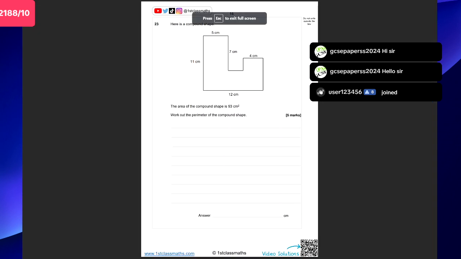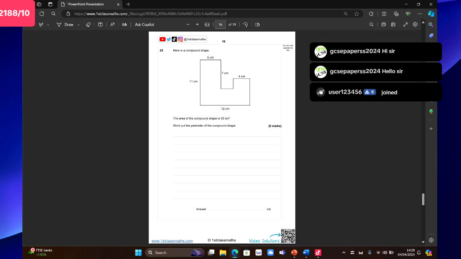Next question, looking at some compound shapes. So here is a compound shape. The area of the compound shape is 93 centimeters squared. Work out the perimeter. So we need to work out this side length, this one here, and this one here, and then add up my answers. We know that all of this here is going to equal 12. So 5 plus 4 is 9, 9 plus 3 makes 12, so that's going to be 3 there.